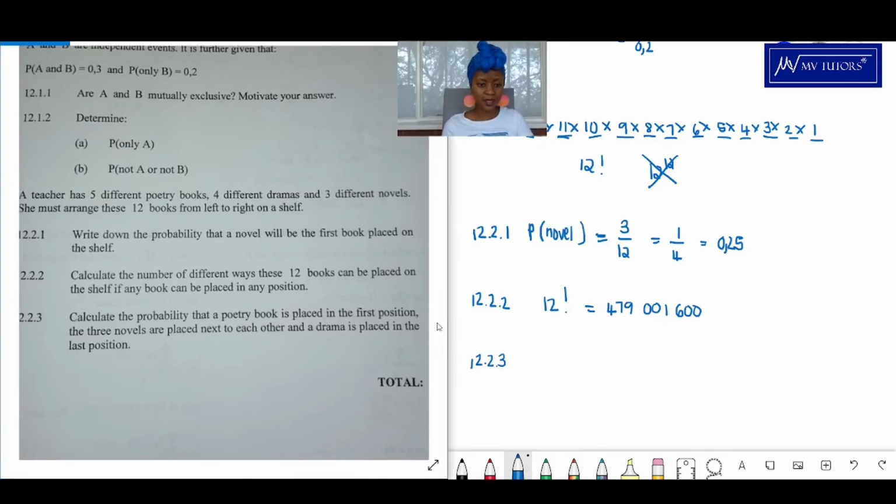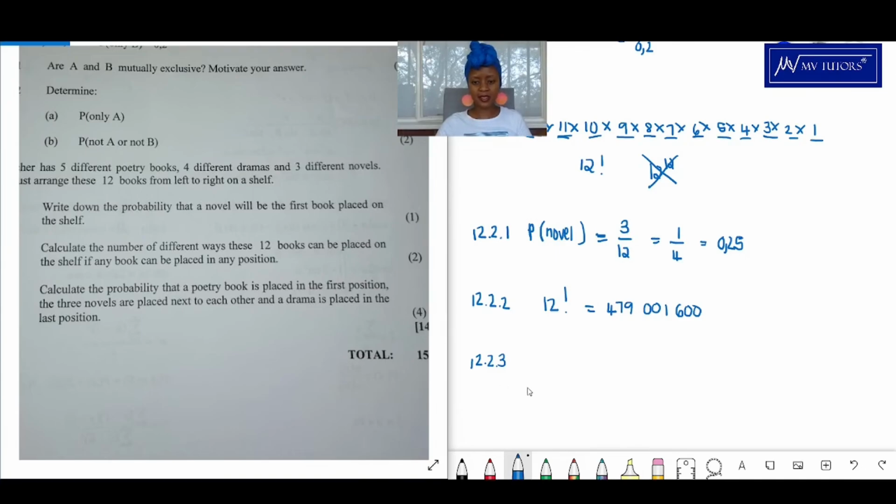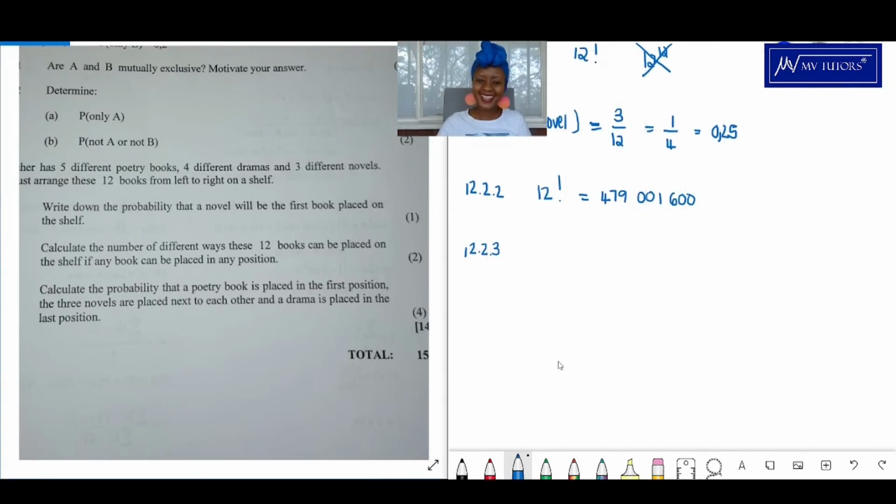Okay, and then 12.2.3. Now it says calculate. Let me just take this page up. We're almost there, guys. 4 marks. Last question. Calculate the probability that a poetry book is placed in the first position. Let me put my 1, 2, 3, 4, 5, 6, 7, 8, 9, 10, 11, 12. How many poetry books do we have? We have 5 poetry books. So in the first position, I have 5 options.